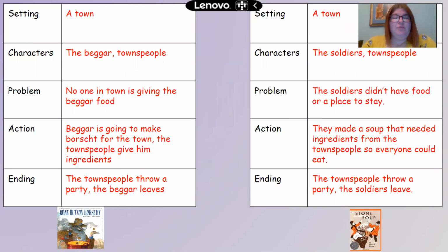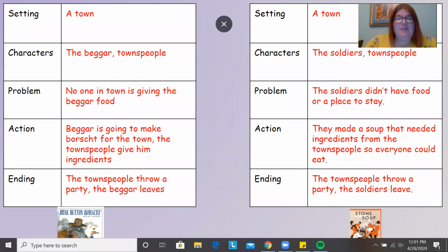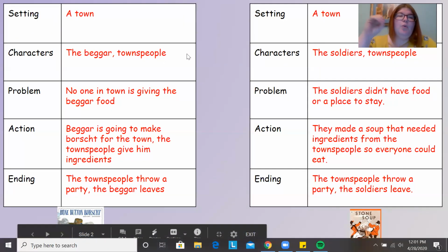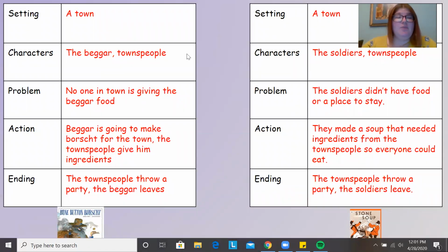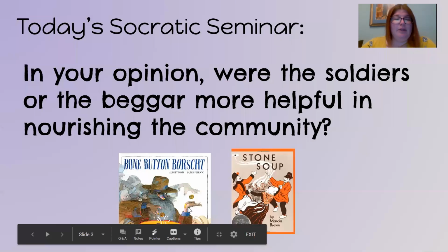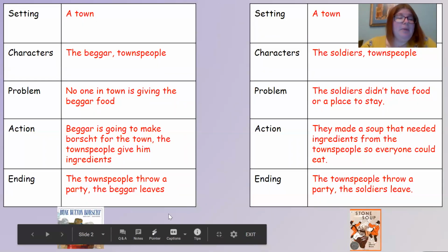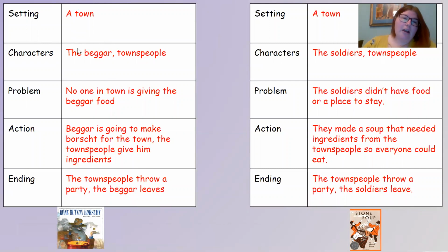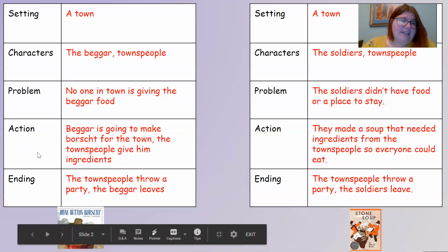So we're going to go ahead and review a few of these stories, what happened, who the characters were, what the problem, action, and ending were. In Bone Button Borscht, the setting is a town. The characters are the beggar and the townspeople, and the problem in the story was no one in town is giving the beggar food. So his plan of action is he's going to make borscht for the town, which is kind of like a soup or a stew, and the townspeople give him ingredients. The ending is that the townspeople throw a party and the beggar leaves.